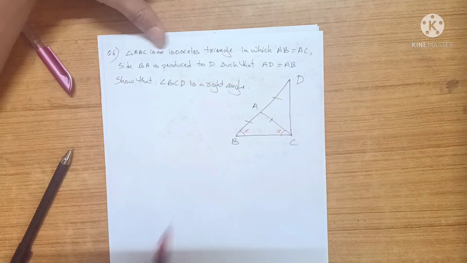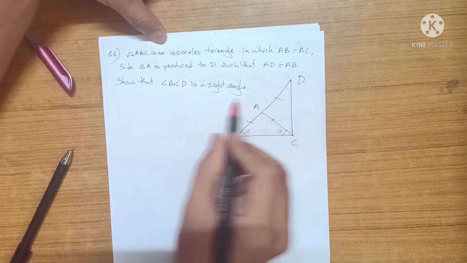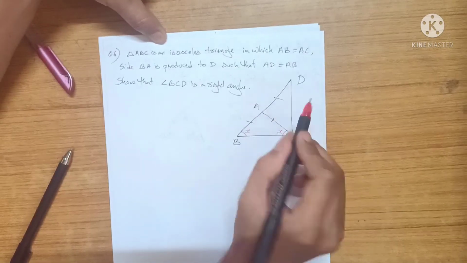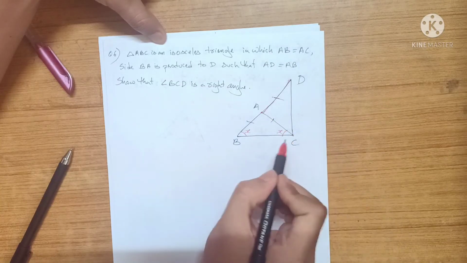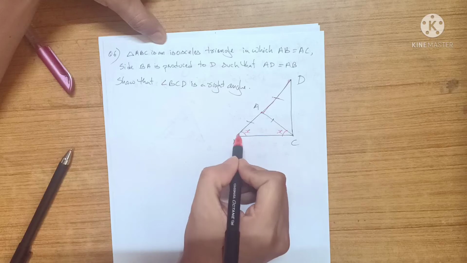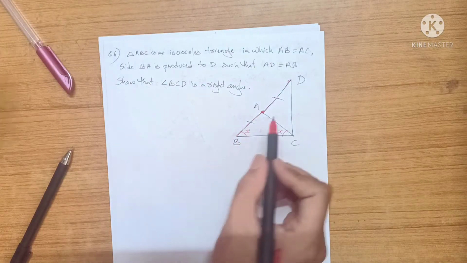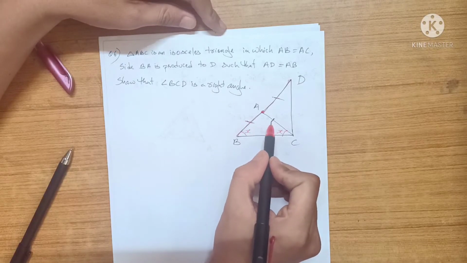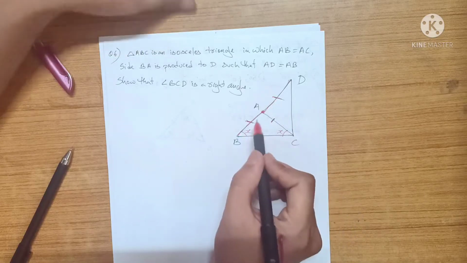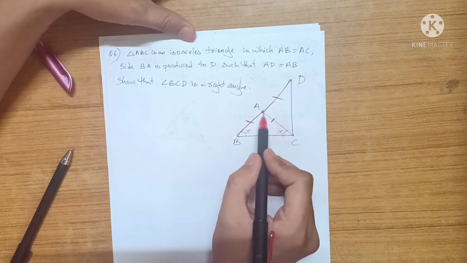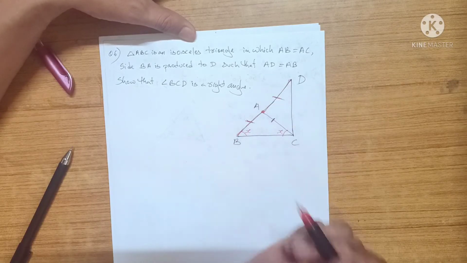Now, BA is this one. Produced means extended, such that AD, this line, is equal to AB. So this line and this line are also equal, which means if this and this are equal and this is equal, it means this and this should also be equal. Like here, 7 cm, 7 cm. So we extended this in such a way that this and this are equal. So it will be 7, equal.